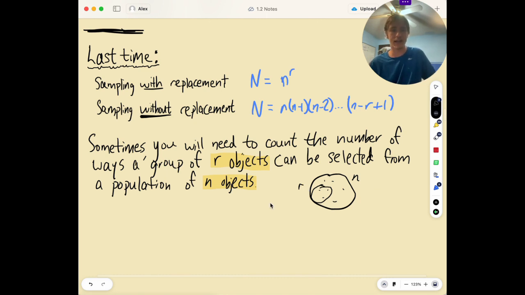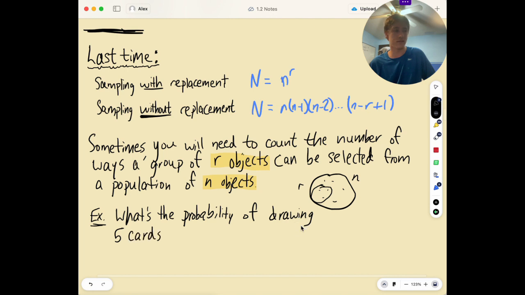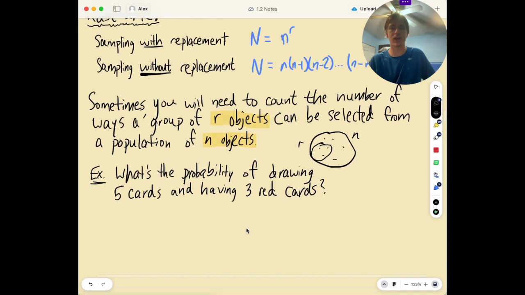Just as a quick example of why this might be needed, and I'm not actually going to solve this example, but we're going to talk about it. So here's a question. What's the probability of drawing 5 cards out of a standard deck and having 3 red cards? We're going to talk about this a little bit.